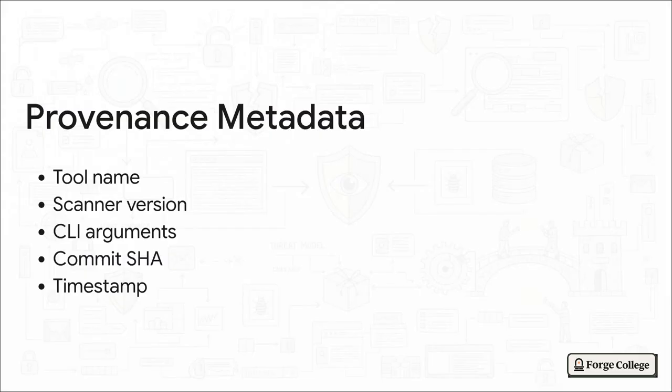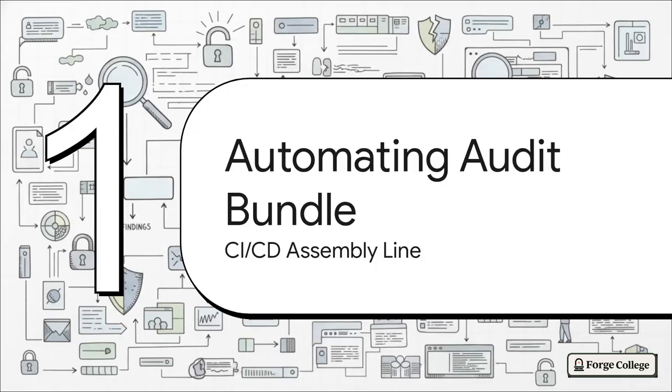Now, to make that manifest truly bulletproof, it requires some minimal provenance metadata. It needs the tool name, the scanner version, the specific command line arguments used, the commit SHA to show exactly what version of the smart contract was tested, and finally, the timestamp. If you attach these specific fields, your findings become completely deterministic and fully replayable by anyone on your team. No more guesswork.